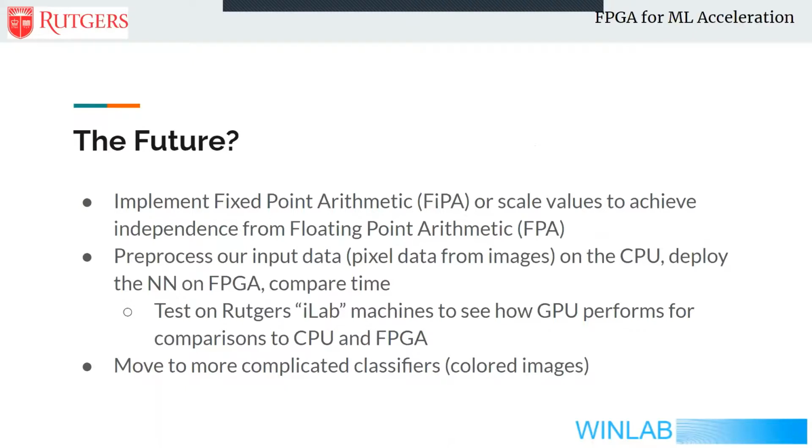So the future of this project would be implementing fixed point arithmetic or scaling the values to achieve independence from floating point arithmetic. This is further implementing the integer arithmetic that we talked about earlier. Also, we would have to pre-process our input data, which is the pixel data from the images. We would do this on the CPU and then deploy this onto the neural network on the FPGA, and then compare the time between the FPGA, the CPU, and the GPU using the Rutgers iLab system. And then eventually we could move on to doing this project on more complicated classifiers like colored images and other machine learning models.